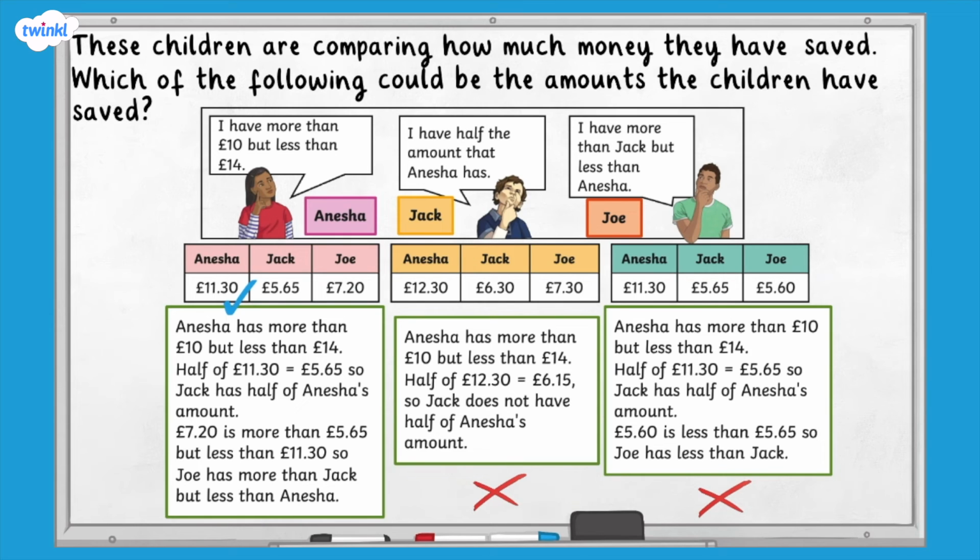Half of £11.30 is £5.65. So Jack has half of Anisha's amount. £7.20 is more than £5.65, but less than £11.30. So Joe has more than Jack, but less than Anisha. This is correct.